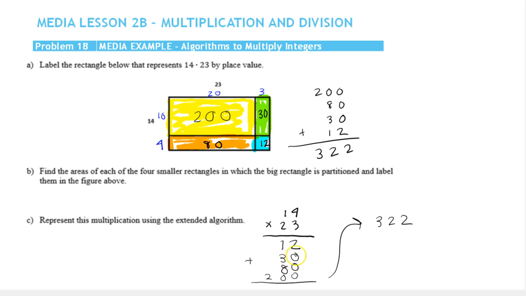So we're calling this the extended algorithm because we're writing all 4 pieces here, but notice how we didn't have to draw this rectangle. We just did 3 times 4 is 12, 3 times 10 is 30, 20 times 4 is 80, and 20 times 10 is 200, and then we sum them up. So now notice this could be a little cumbersome, and this was only 2-digit numbers, so our standard algorithm is going to break this down for us a little more, or condense this a little more. So let's look at that on the next slide.